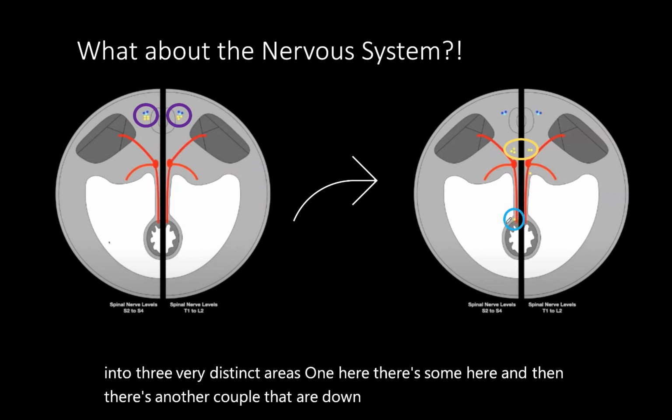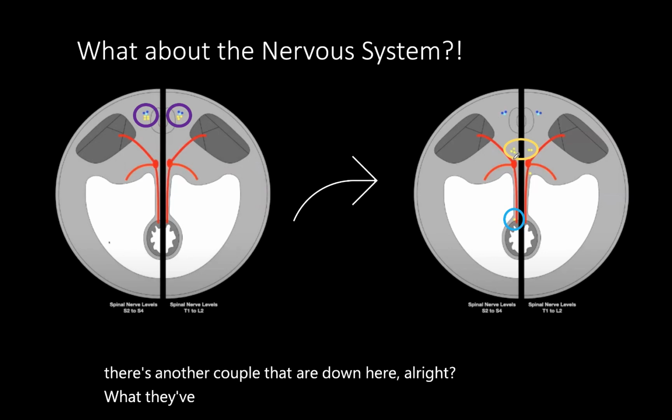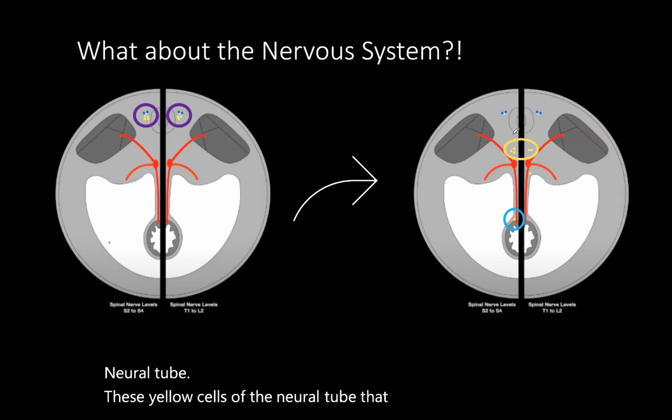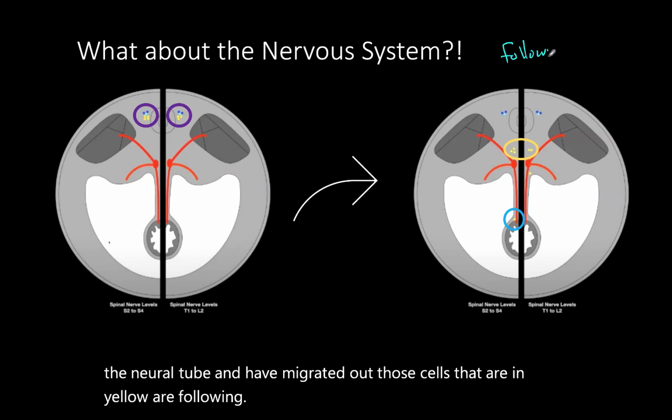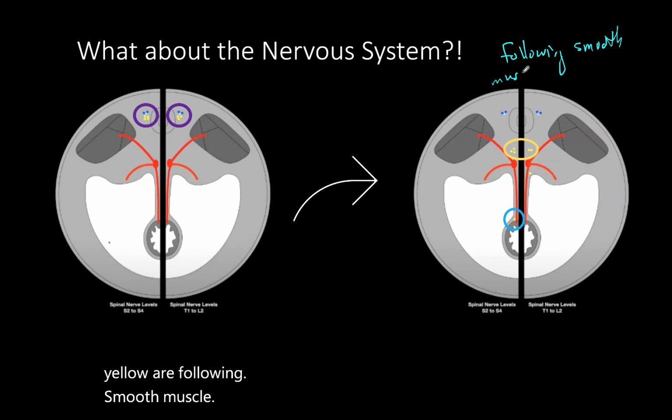What they've done is these yellow cells of the neural tube have left the region of the neural tube and migrated out. Those cells that are in yellow are following smooth muscle in blood vessels.